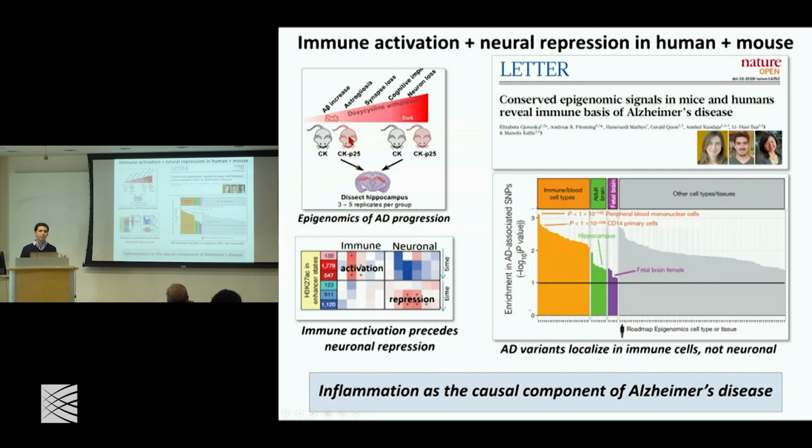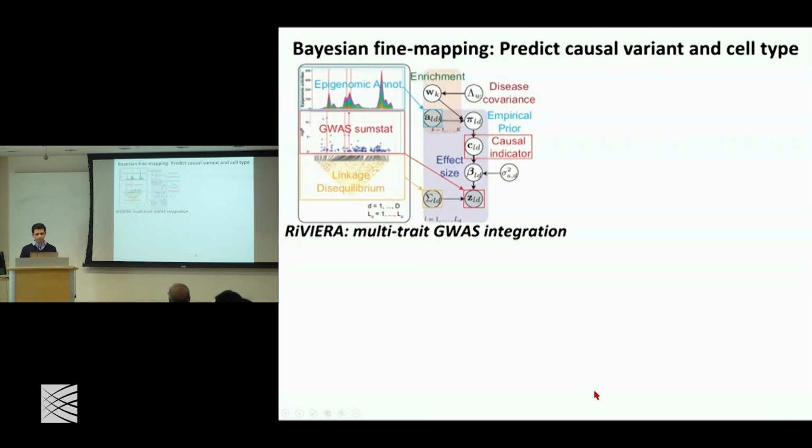But the immune changes are happening early on, and the neuronal changes are only happening later on, again suggesting that inflammation and these immune processes are in fact the causal component of Alzheimer's before the neurons are even affected.